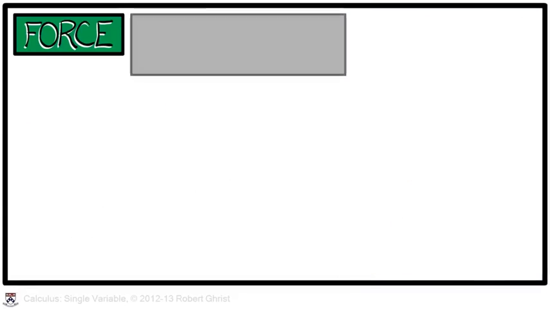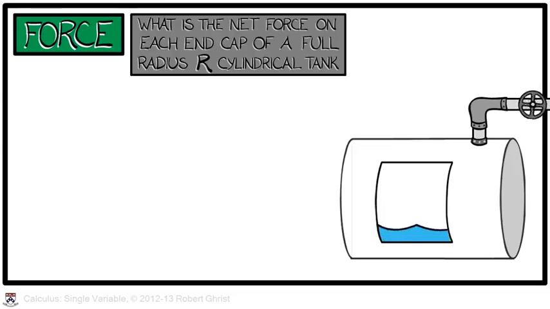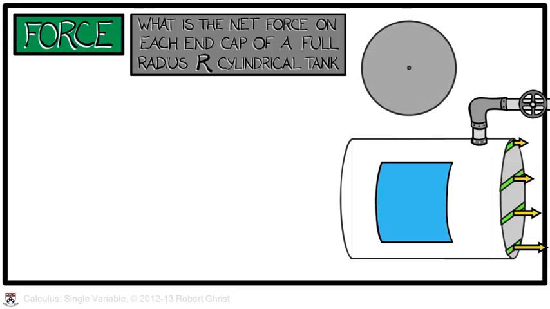Let's put this to use in an explicit problem. Compute the net force on an end cap of a full radius r cylindrical tank. So consider a cylinder on its side, fill it with fluid. What happens at the end? Well, the pressure is increasing as you go down, but the area element is changing as well. Let's take a look at the end of that cylinder head on. It's a radius r disk. x is going to be our coordinate measured from the top of the tank. We'll be integrating with respect to dx, obtaining a horizontal strip as an area element.